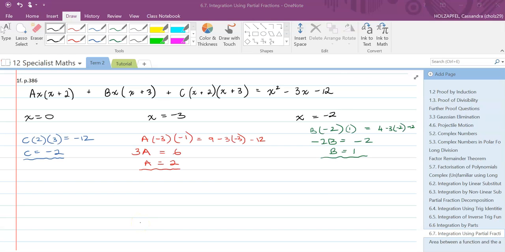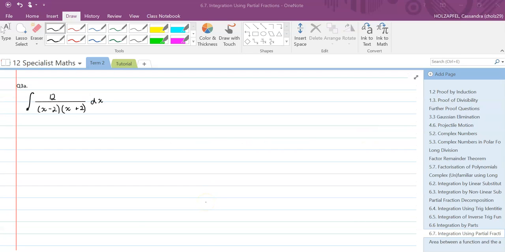All right, so I've substituted those values in, and I've solved for A, B, and C. If you want to take a screenshot to see what I've done, this is pretty straightforward, just substitution of numbers to find particular values. So we're not at the integration part yet.